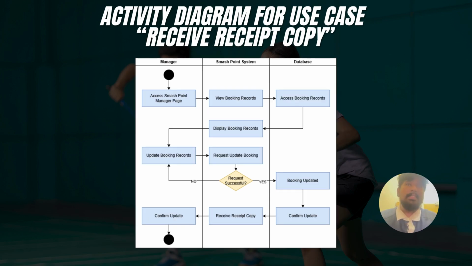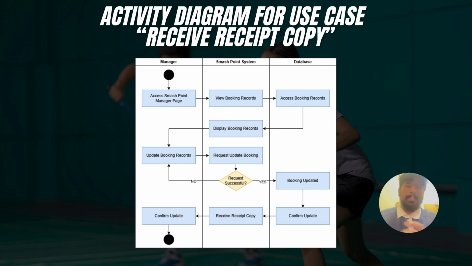Next up is our activity diagram for the manager to receive a receipt copy. So first they have to access the Smashpoint manager page, and then they can view the booking records that are available. From there, the database will give them access to booking records, and then it will display the booking records, and then it will go back to the manager if they want to update the record.